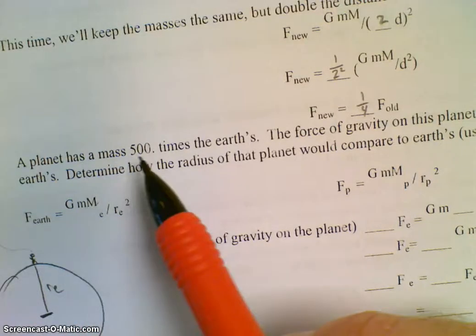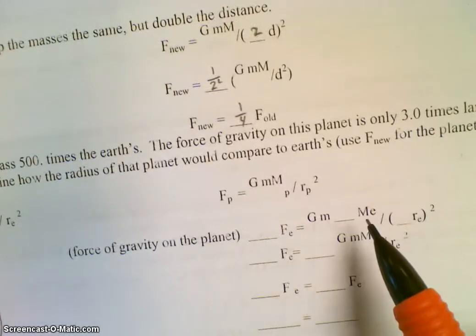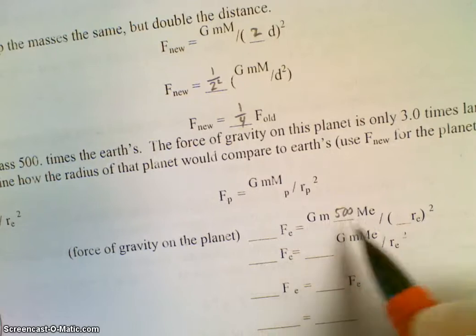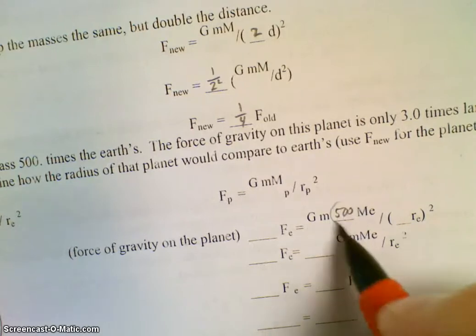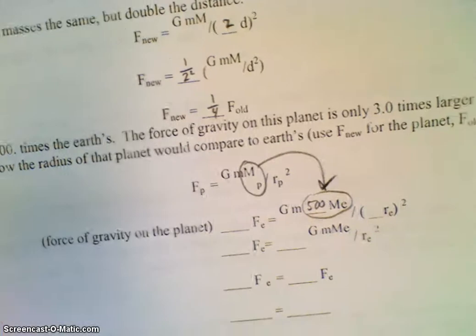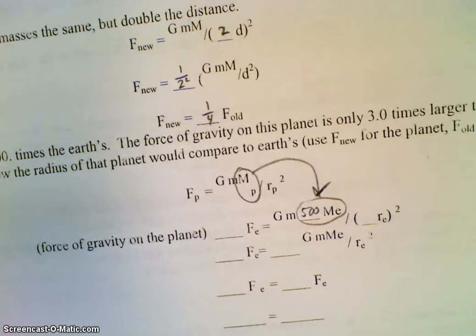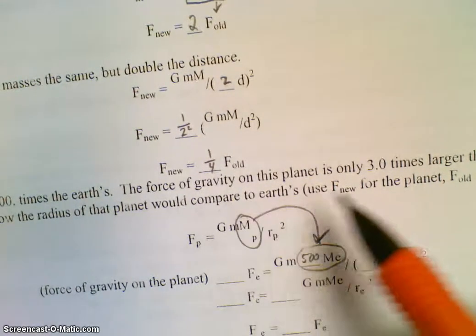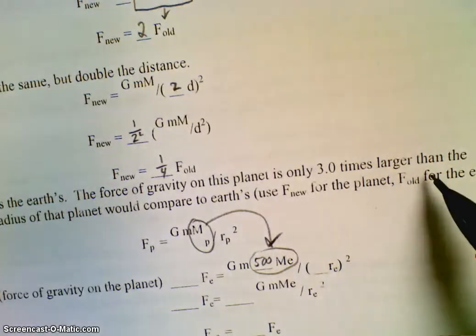It's 500 times Earth mass. So in our equation, what are we going to put next to Earth, the mass of Earth? It's 500. So our planet is 500 the mass of the Earth. Everybody see that? So the mass of the planet we're substituting in is 500 ME. Everybody see that? Now, what's it say? The force of gravity on the planet is only 3 times larger.